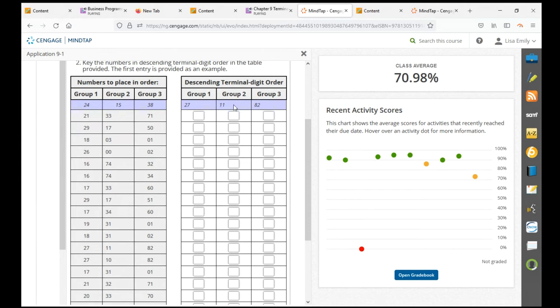And then they did 27 and 11. Why did they do 27 and 11? Because this number is higher than the next 82, which is 27, 10, 82.